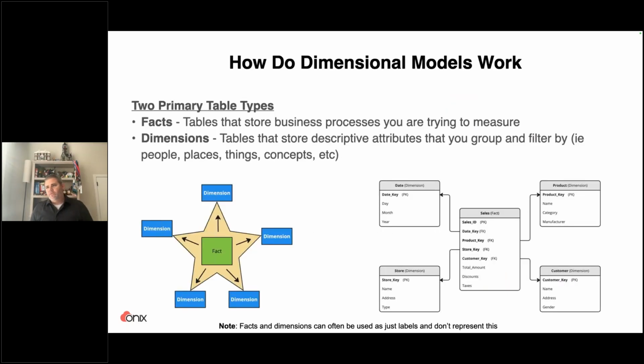So how do dimensional models work? Dimensional models work by organizing data within generally two main table types. There are some other types, but generally speaking, it's going to be a fact or a dimension. Facts are tables that store business processes that you're trying to measure. So this is just something that you want to be able to measure and your consumers need to be able to measure.